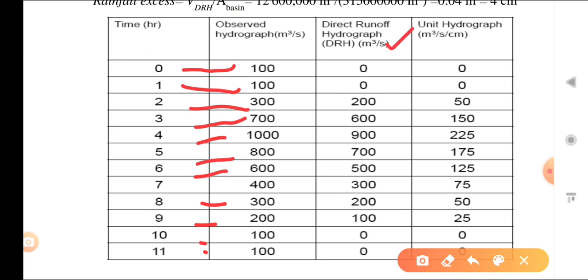So how will we find it? We have to subtract the base flow. So 100 minus 100, how much will it be? 0. 100 minus 100 is 0. 300 minus 100 will be 200. 700 minus 100 will be 600. Correspondingly, you can see it like that.